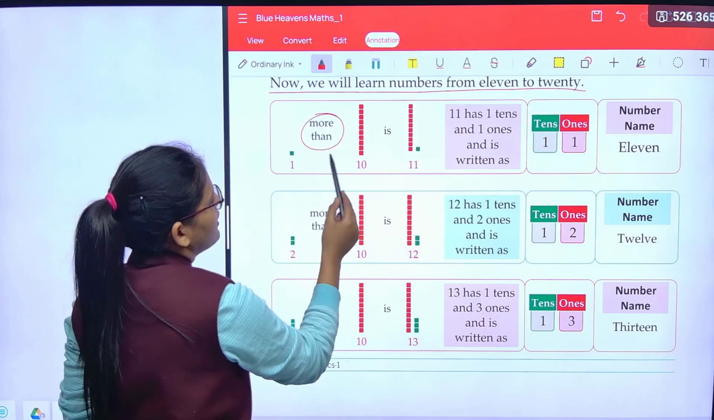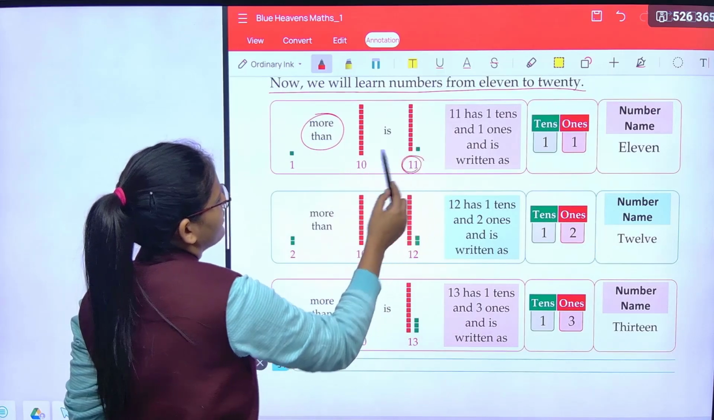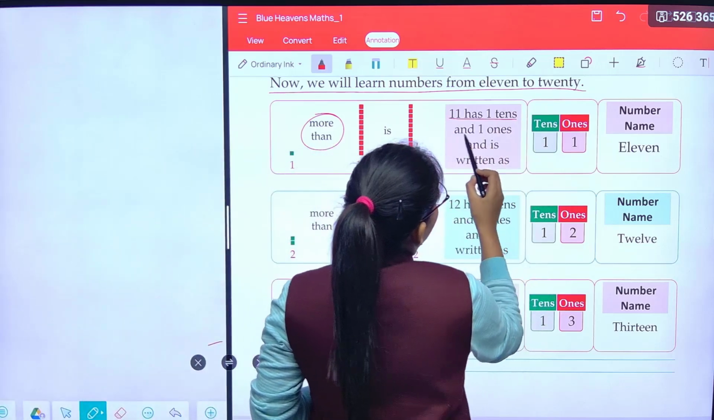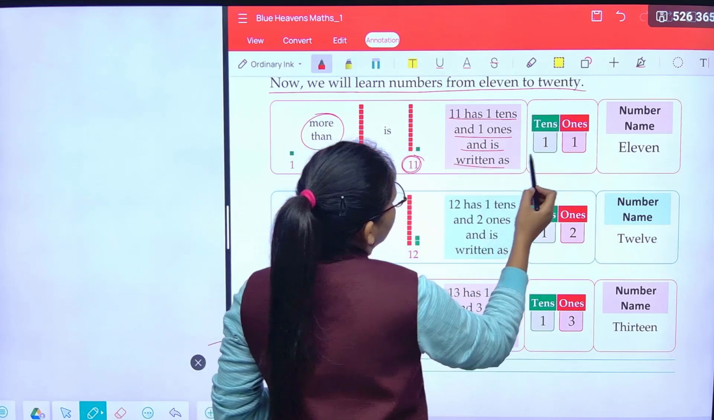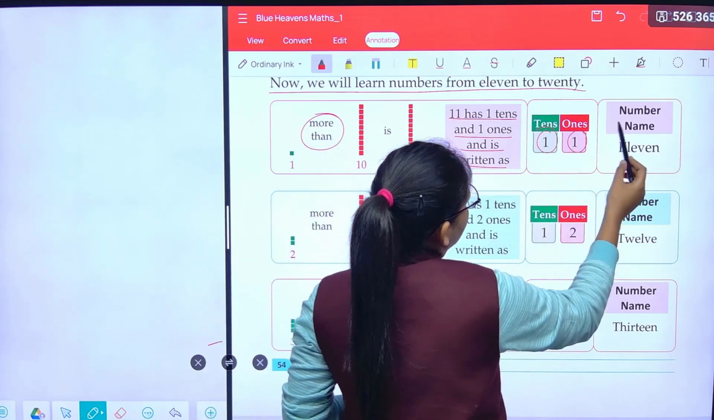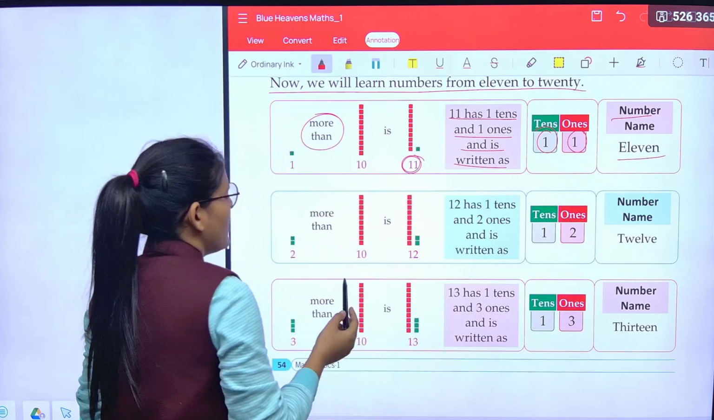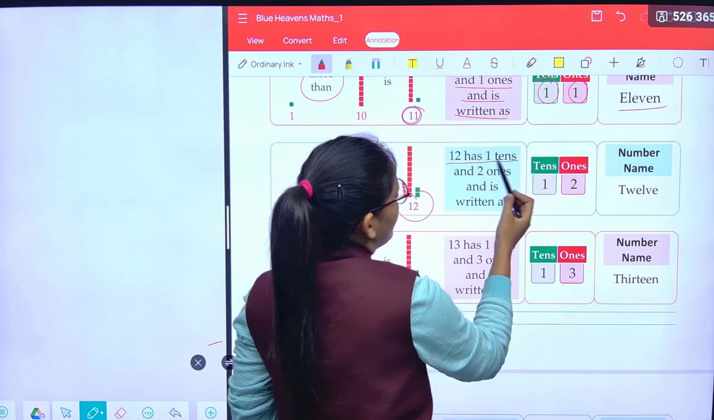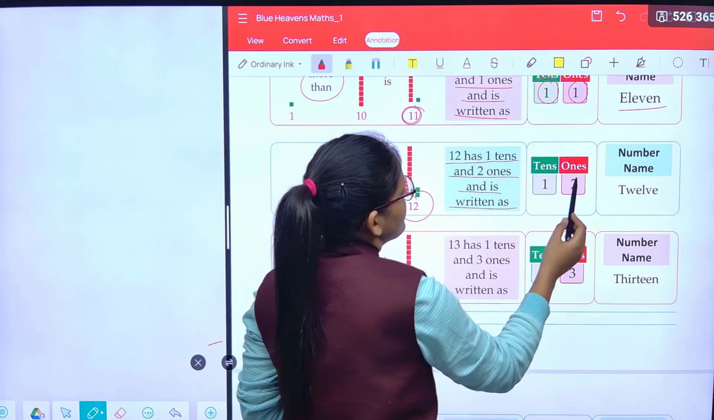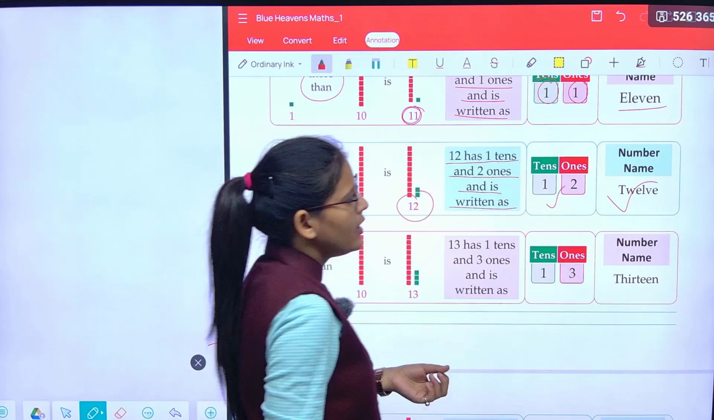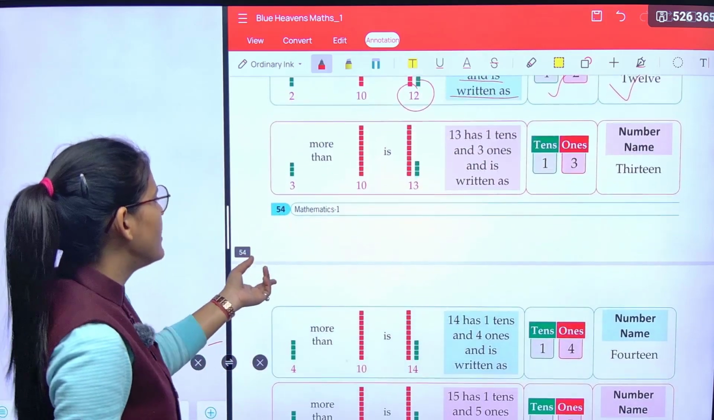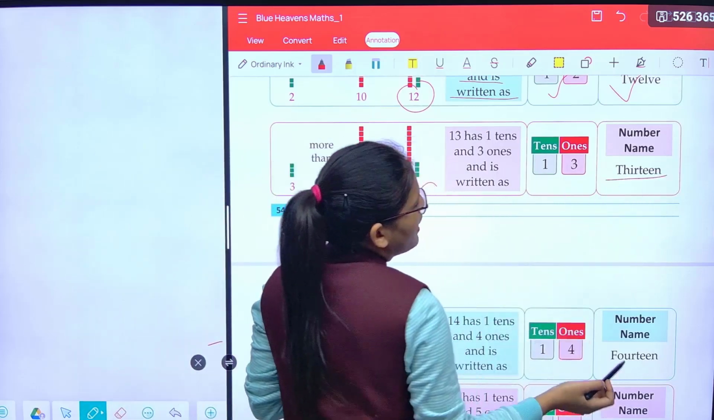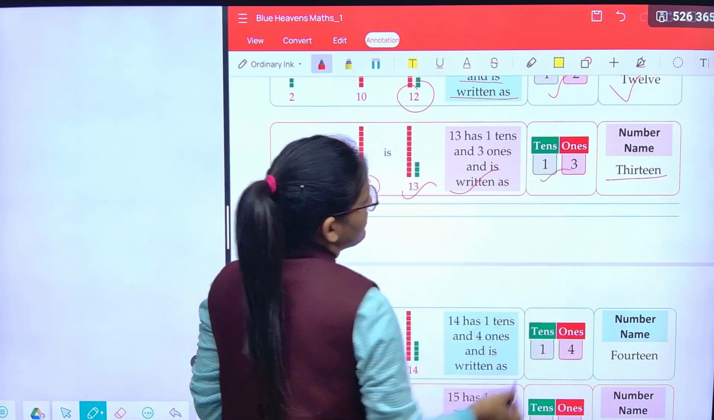1 more than 10 is 11. 11 has 1 tens and 1 ones and is written as 11. Similarly, 2 more than 10 is 12. 12 has 1 tens and 2 ones and is written like this, number name TWELVE, 12. Yes, 3 more than 10 is 13. Okay, now the number name is THIRTEEN. It is written like this. Understand?